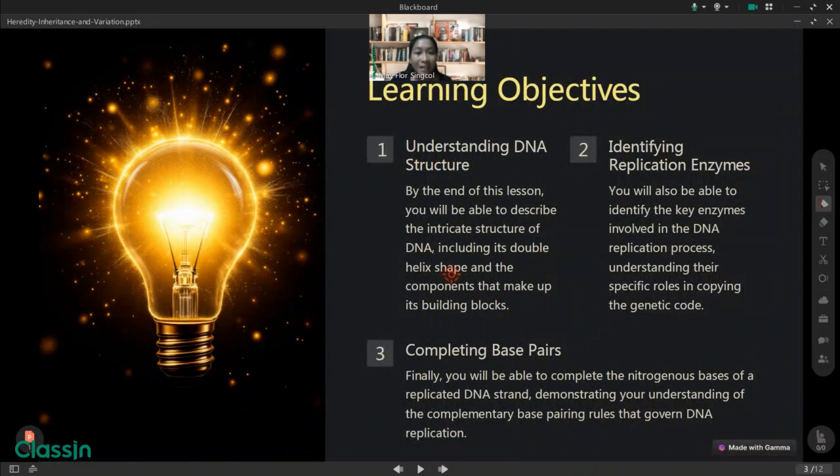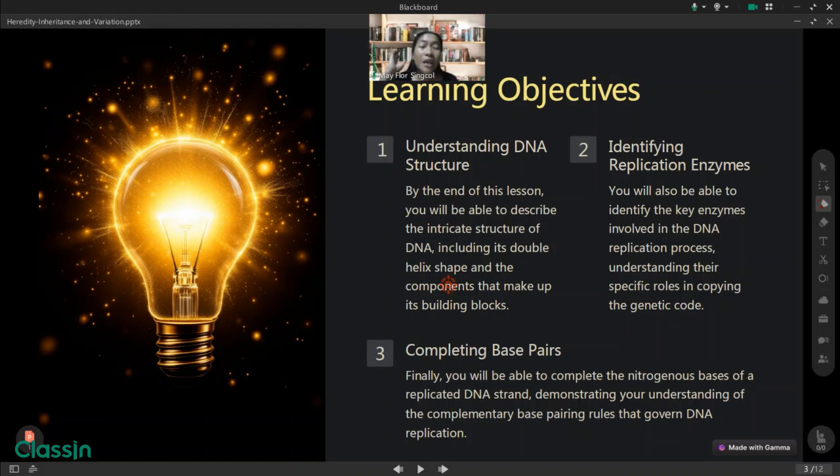Okay, so what are the learning objectives in our lesson 1? First, you will understand the DNA structure. By the end of this lesson, you will be able to describe the intricate structure of DNA, including its double helix shape, sa DNA katong mag-ana siya, and the components that make up its building blocks. When we say building blocks, we mean the foundation of the DNA itself, the structure.